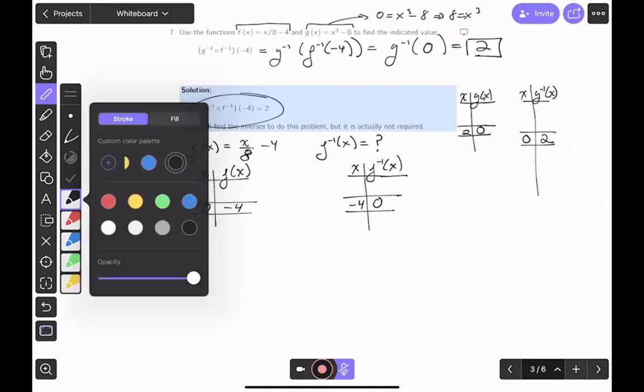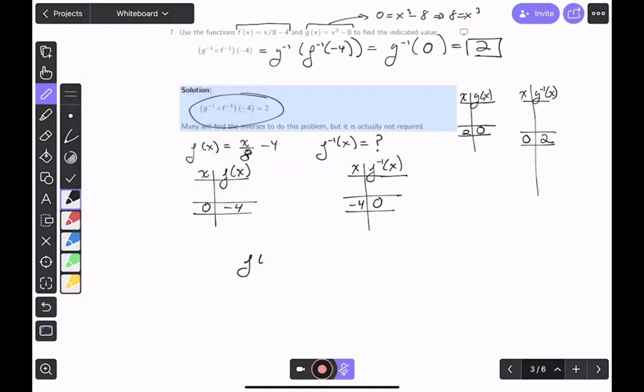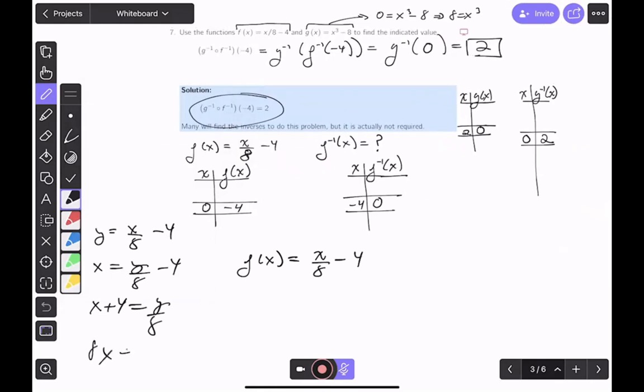So for example, if you want to write down F of X is equal to X over 8 minus 4, let me just put this down for you. Y equals X over 8 minus 4. Change X and Y around. That's X equals Y over 8 minus 4. Add 4 to both sides. Y over 8. Multiply both sides by 8. You get 8x plus 32 is equal to Y. So I can write down F inverse. That's 8x plus 32.